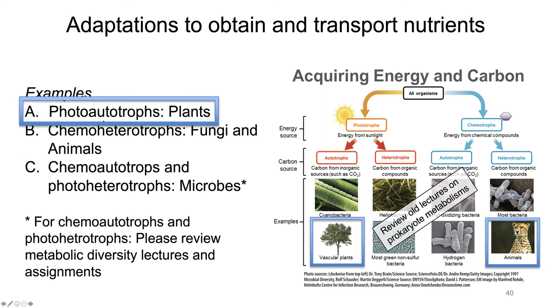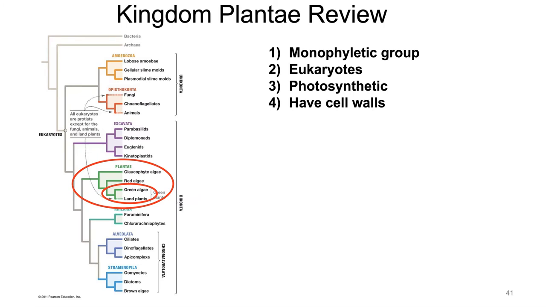So let's begin talking about our representative photoautotroph, the vascular plants. Just a quick review of plants. Remember, plants are eukaryotes. They're this kingdom down here. Within the plants, there's this group called the green plants, and within the green plants, there's this group called the land plants. But all of the plants in general are a monophyletic group. They are all eukaryotes, they are all photosynthetic, and they all have cell walls.